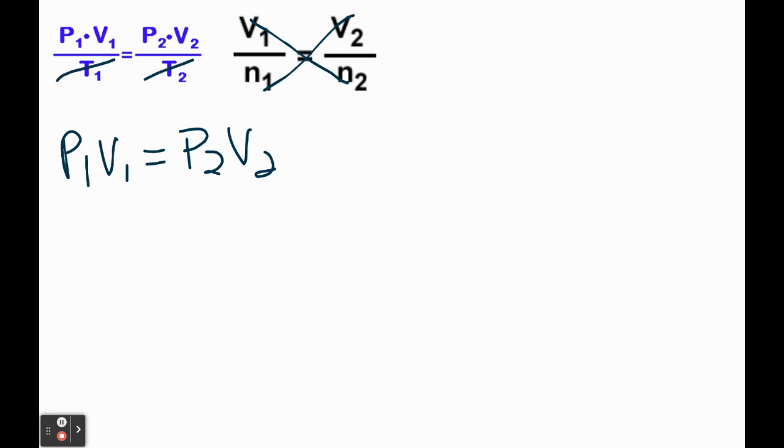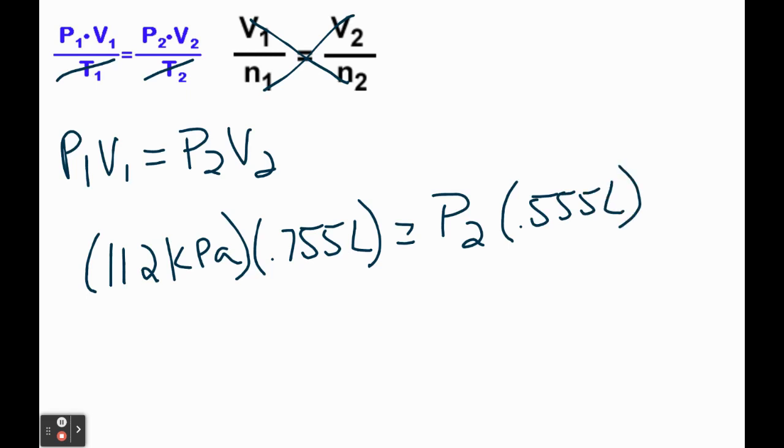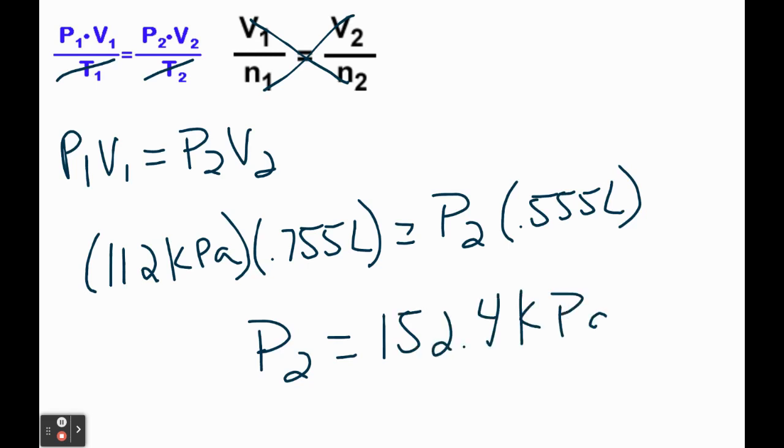So take our variables and plug them in. We have 112 kPa times 0.755 liters equals P2 times 0.555 liters. So when we solve for P2, we should get 152.4 kPa.